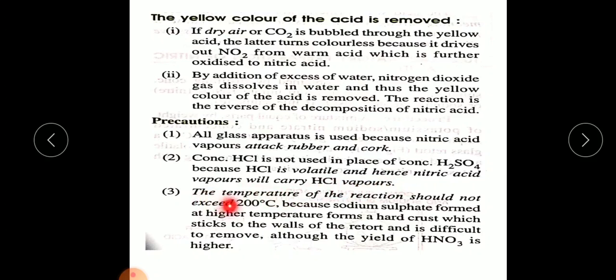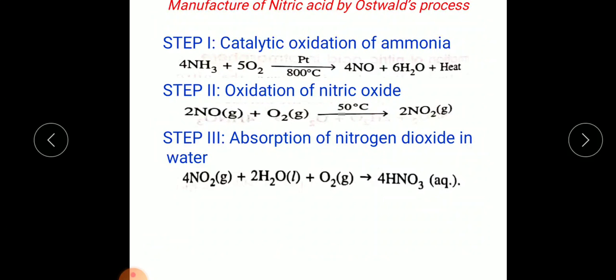Number 3, the temperature of the reaction should not exceed 200 degrees Celsius, because sodium sulfate formed at high temperature forms a hard crust which sticks to the wall of the retort and is difficult to remove, although the yield of nitric acid is higher. So if the temperature is more than 200 degrees Celsius, it will form sodium sulfate, a hard crust which can stick on the wall of the retort.